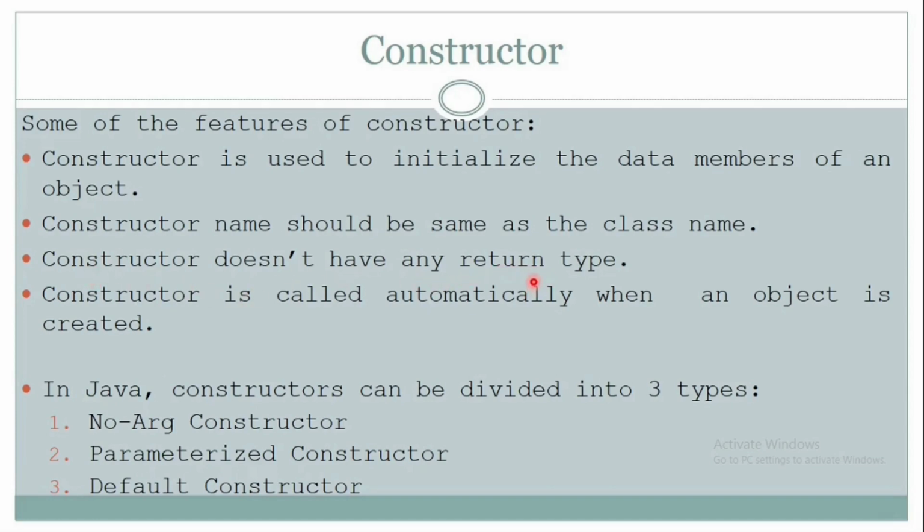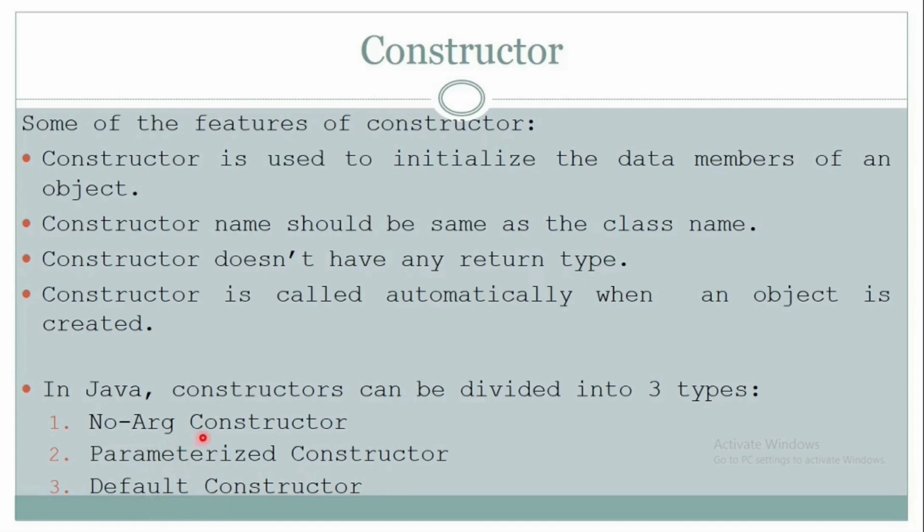Usually a normal method will return some value, but constructor is a special type of method that doesn't return any value. Fourth, constructor is called automatically when an object is created. So we need not explicitly call the constructor. The Java virtual machine or the compiler automatically calls the constructor by itself when an object is created. There are three types of constructor: the first one is no argument constructor, the second one is parameterized constructor, and the third is default constructor.